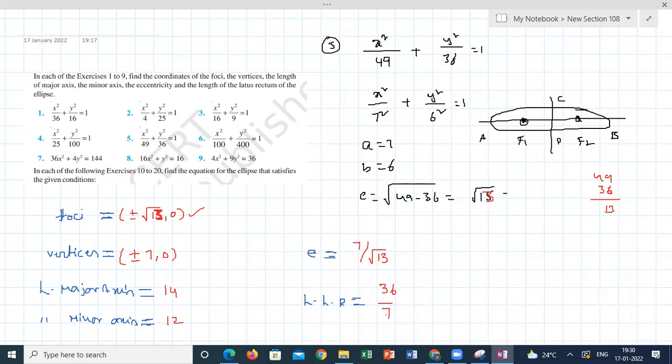Sir, just basic, e should be root 13 upon 7, right? E is c by a, correct. LLR is b square by a. This is c by a. Root 13 by 7 must be less than 1, correct.